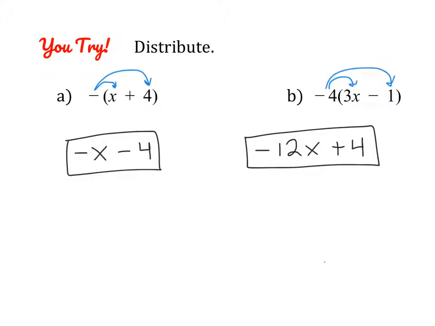All right, go ahead and check your work. Be careful here that you have -x and then -4 or plus -4 because we are multiplying a -1 to a +4. And then here, check, we should have -12x, and then here's the one to really watch out for, +4, because a negative times a negative always makes a positive.